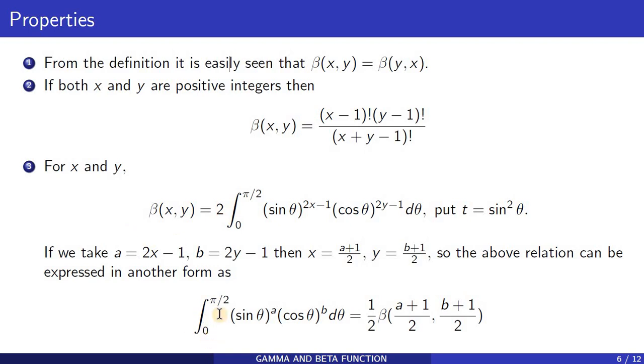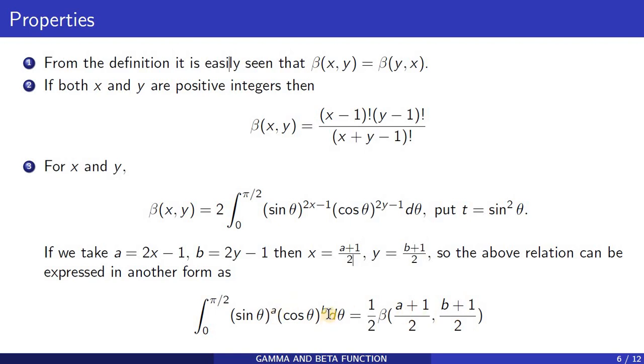So you can say that integral 0 to pi by 2 sin theta raised to a cos theta raised to b d theta is equal to 1 by 2 times beta of (a plus 1) divided by 2 comma (b plus 1) divided by 2. Now suppose that a and b are positive odd integers. Then (a plus 1) divided by 2 is always a positive integer, and (b plus 1) divided by 2 is also a positive integer. In that case, the beta value can be easily found, right?